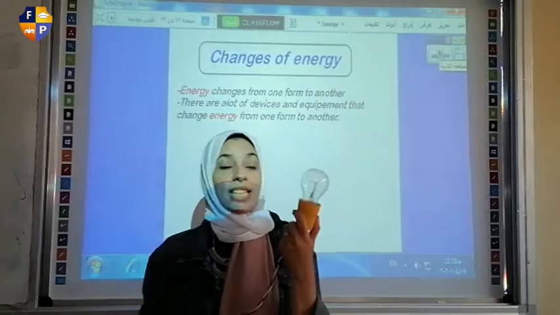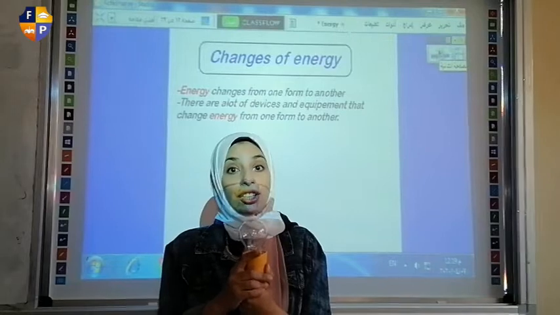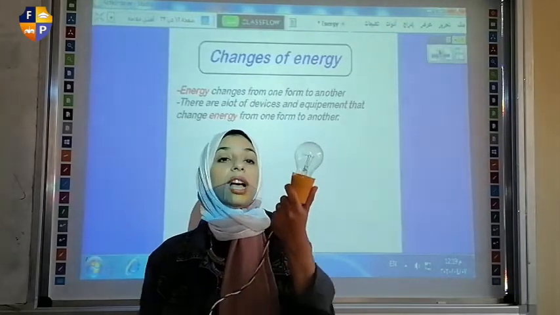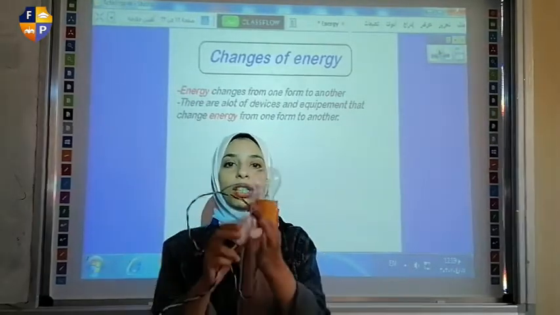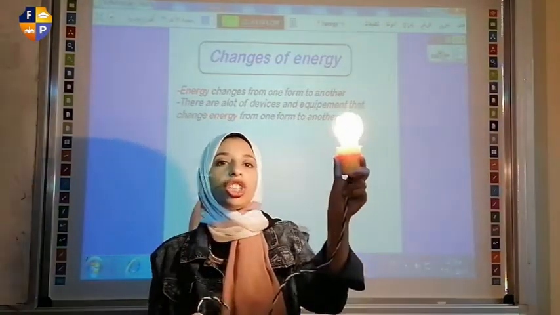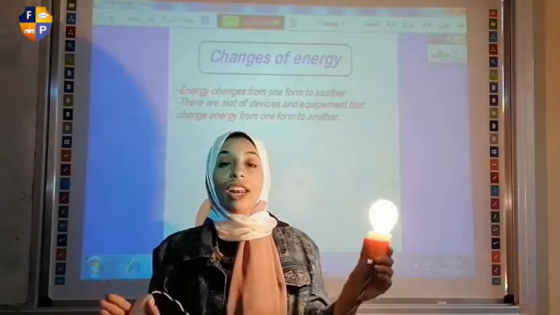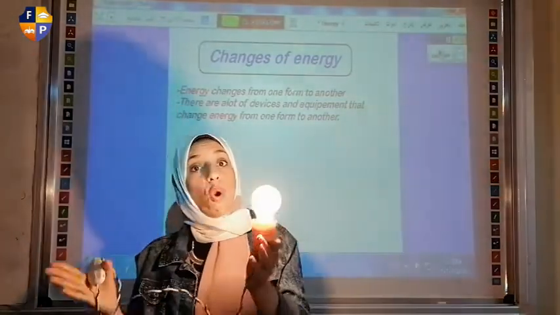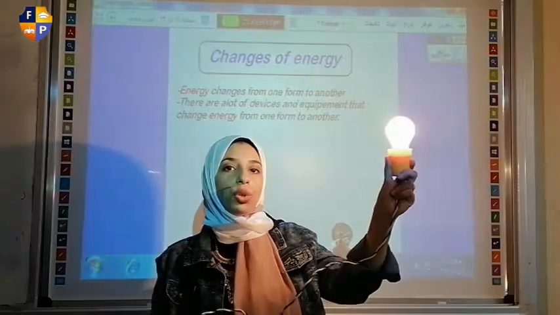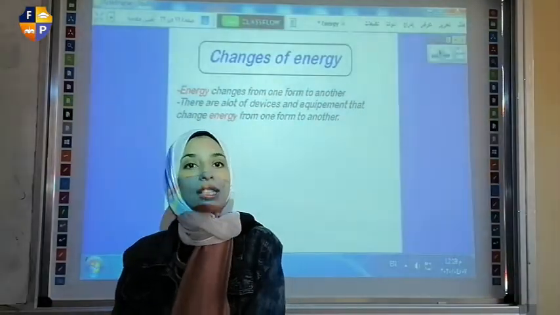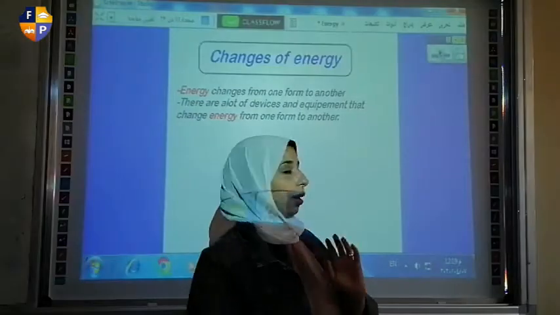Okay, what is this? It's the lamp. The lamp gives us which type of energy? Light energy. Okay, how does the lamp give us light energy? Because when I turn on this switch, the electric energy changes into light energy, right? So the energy can change from one form to another form, like the electric energy changing into light energy. Let's see examples of the changing of the energy from one type to another type.